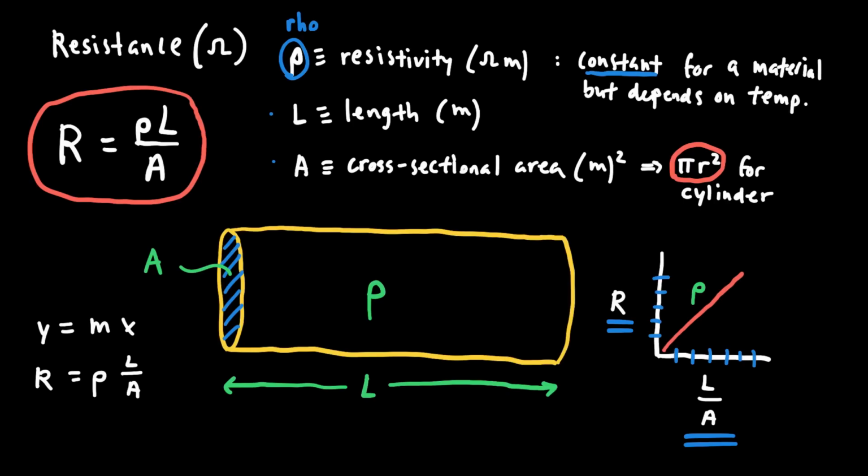And I know that should be fairly constant because the resistivity is supposed to be constant for a given material. The way that works in general is that if I plot the resistance on the y-axis, and if I plot length divided by area on the x-axis, then the slope will be the resistivity. And hopefully you can see how that matches up with the equation up above.